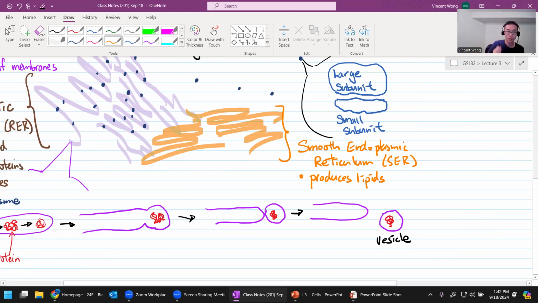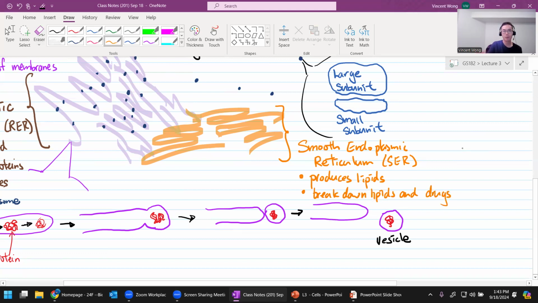So, and that is actually true. If you look at the ovarian cells and the cells from the testes, you will find more smooth ER compared to other cells in the body. Okay. The smooth ER will also help break down. Not only do they produce lipids, but they also break down lipids and drugs.